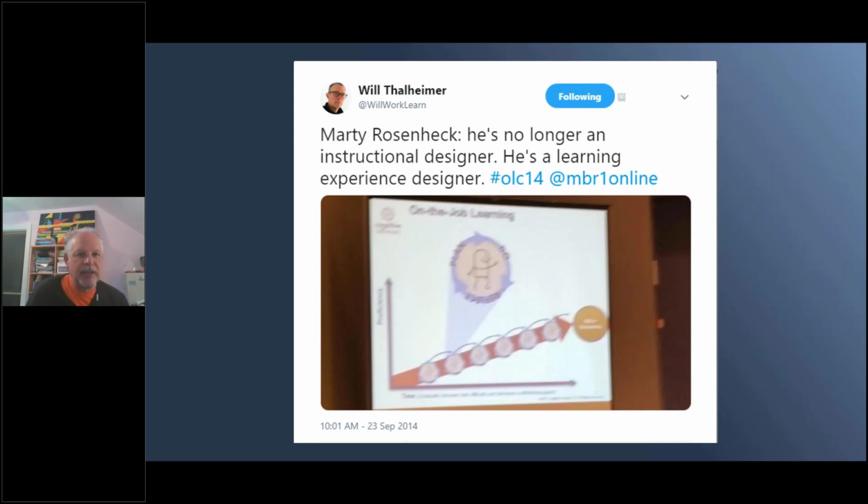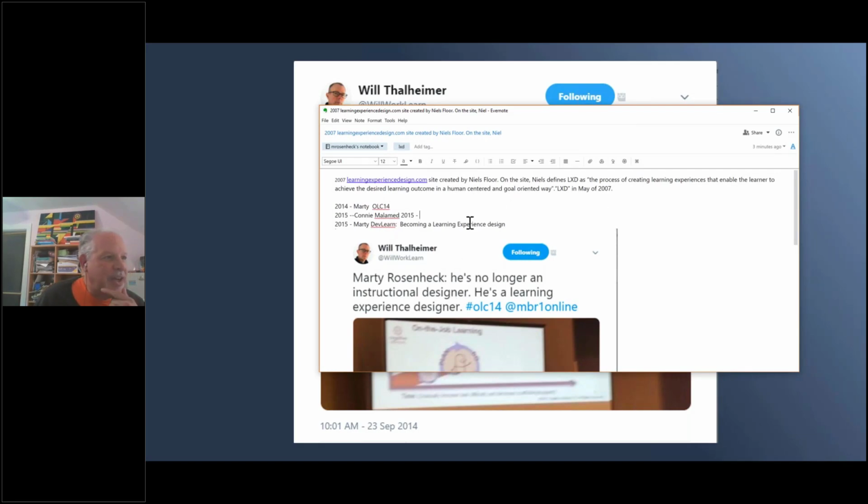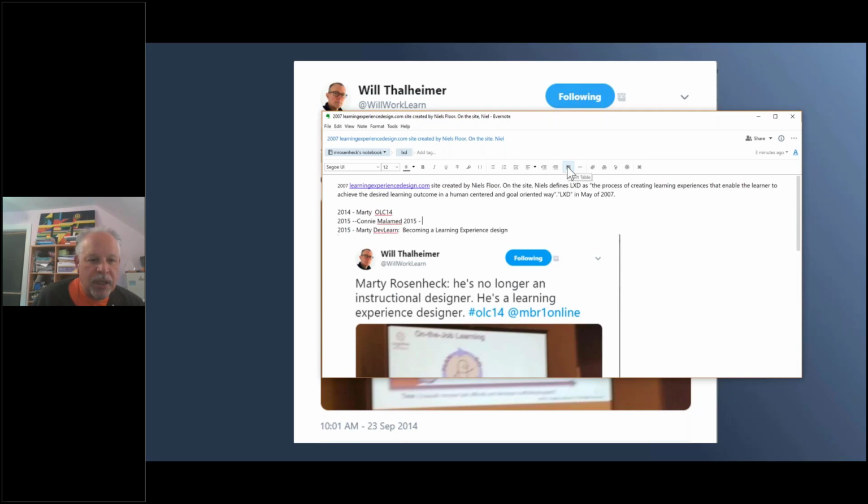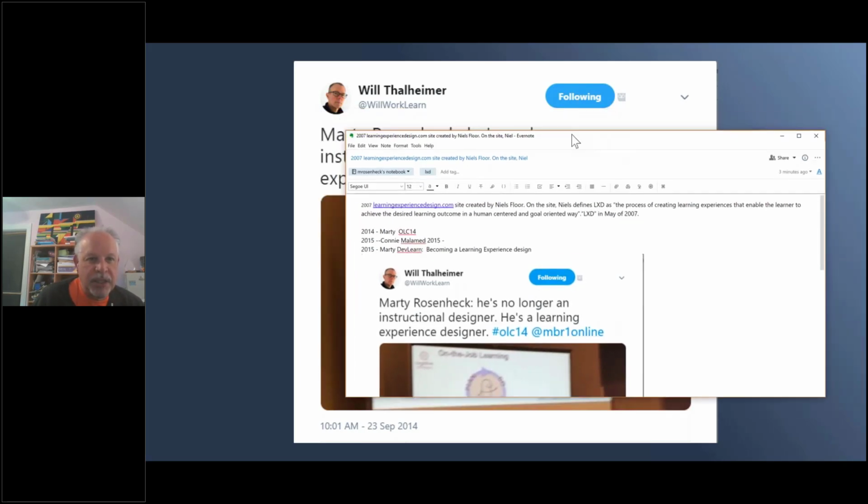From a historical perspective, the earliest use of the term we found was about 2007. Niels Floor had used that term very, very early on. And I know that in 2015, Connie Malamed, who's also a great blogger and translator of research into practical learning methods, wrote an article saying we need to start shifting to learning experience designer. So it started becoming a thing over time, but even then very few people were shifting that way. My belief is that there's going to be a shift in what we call ourselves and how we think of ourselves. It's a very timely shift and something that needs to happen.